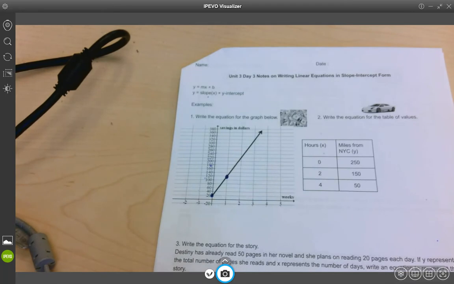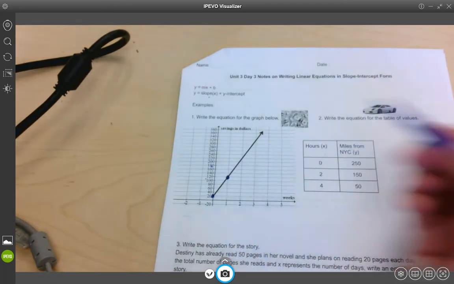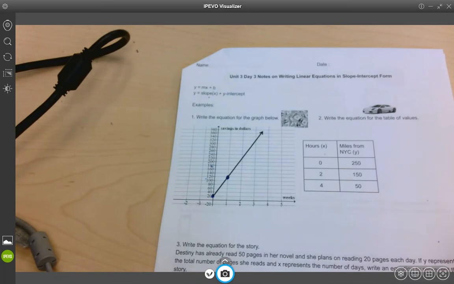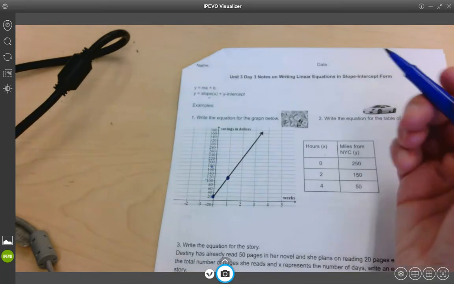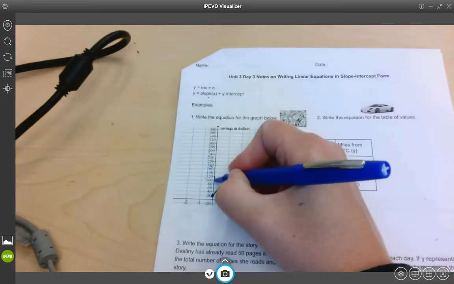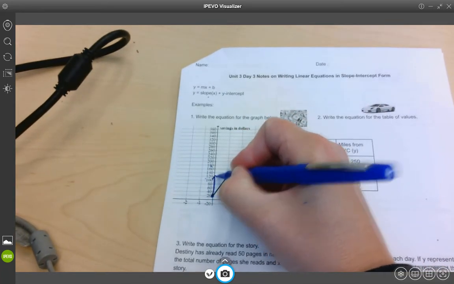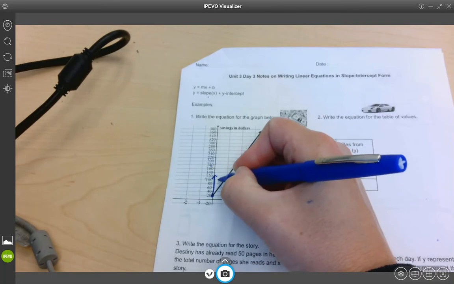Okay, take a moment and make those dots on the line. The reason I chose them is because I can clearly read what numbers those are. It's easier for me if I can clearly read the numbers. Now the rise is tricky. 1, 2, 3, 4, 5.